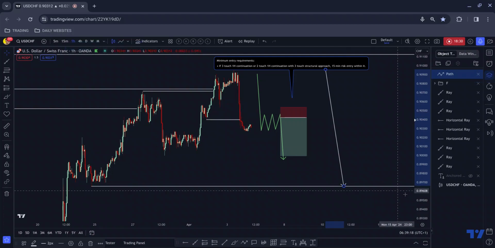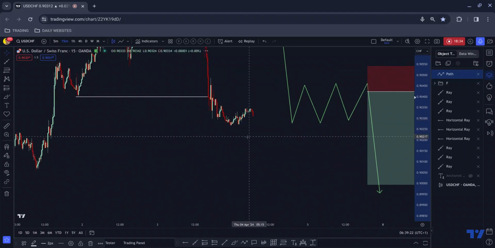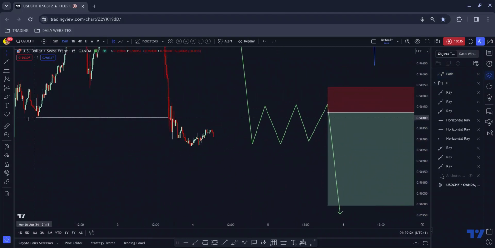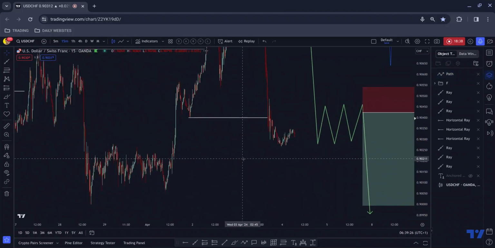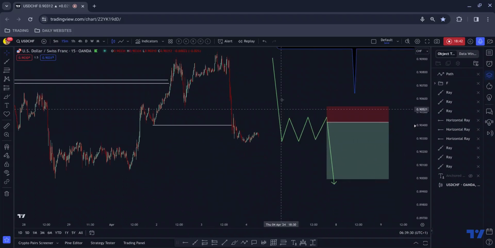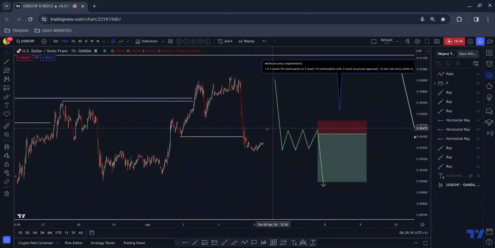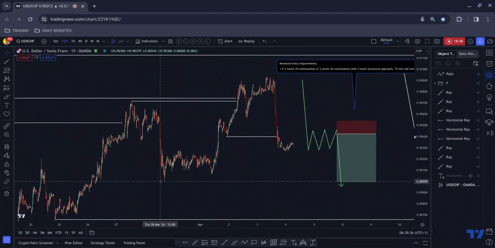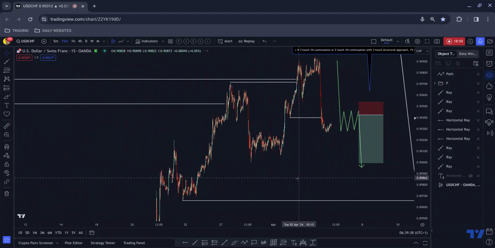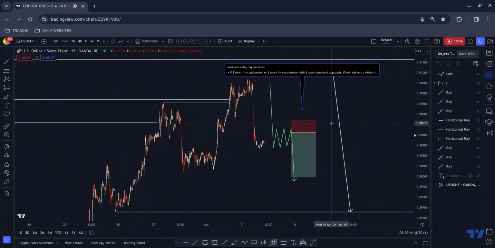If we just zoom in, there we go. You can see that we have that sharp move is actually above here. So we may not come all the way back up to there, but I'll be looking for this kind of structure here, this 3-touch 1 hour continuation, or the 2-touch 1 hour continuation with a 3-touch structural approach. Then I'll be able to manage it down to these lows, and then I would set a take profit in this area.